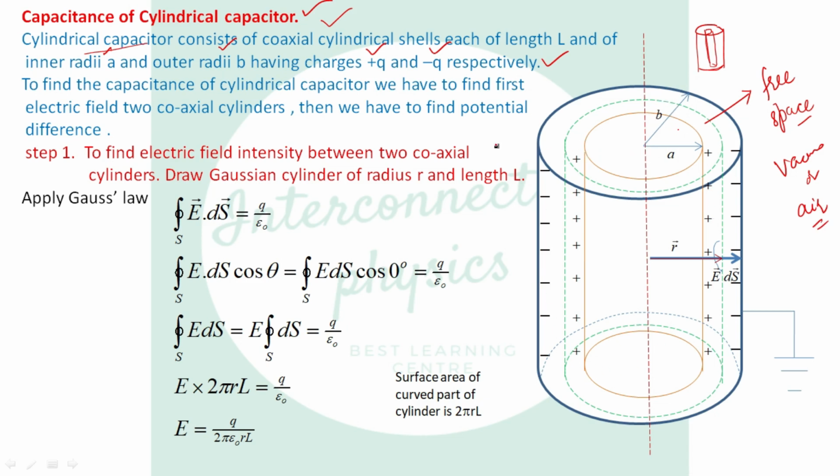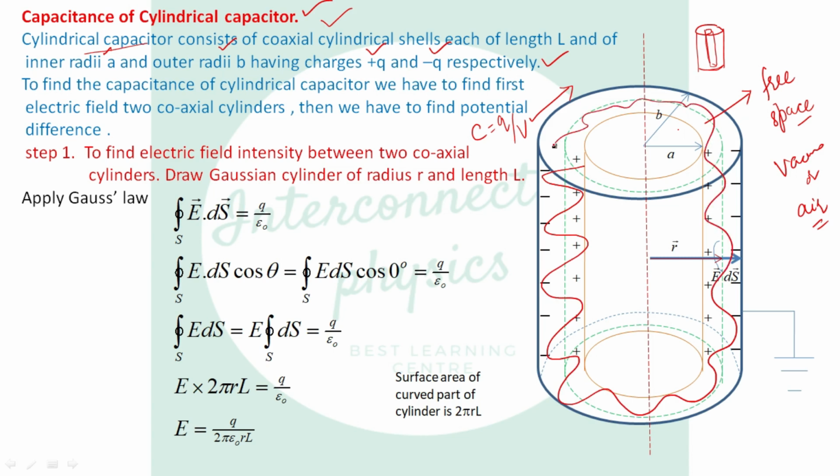In order to find the capacitance, which is Q over V, we have to find the potential difference between these two cylinders. And in order to find the potential difference, we have to calculate the electric field intensity between these two cylinders. So let us discuss.